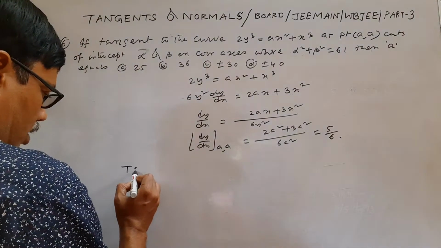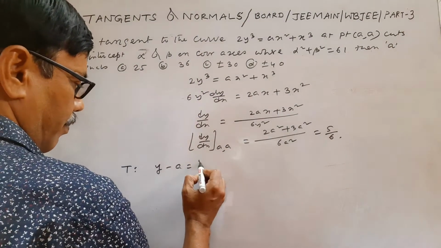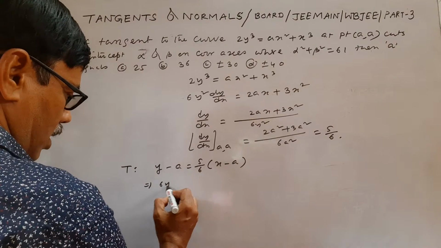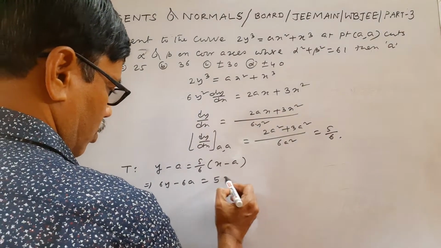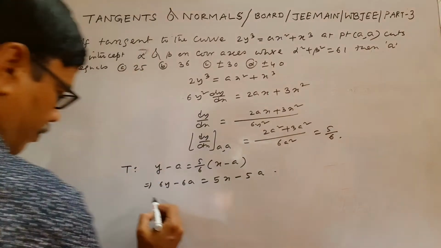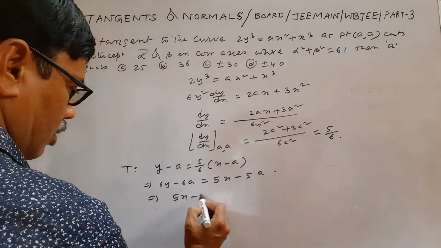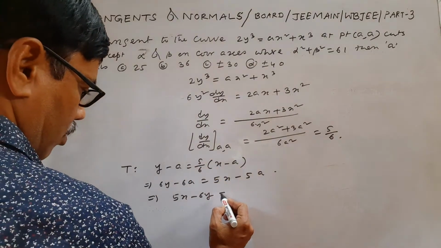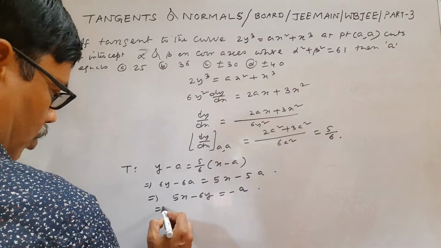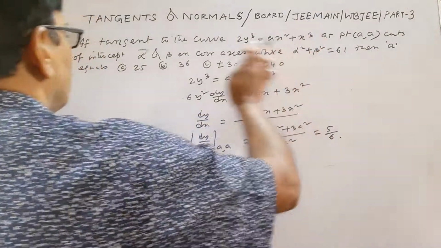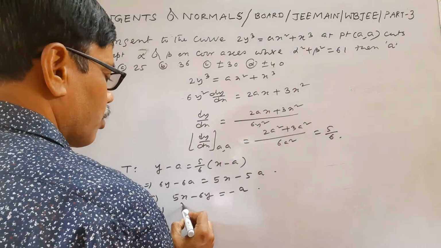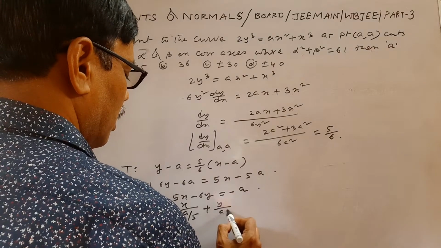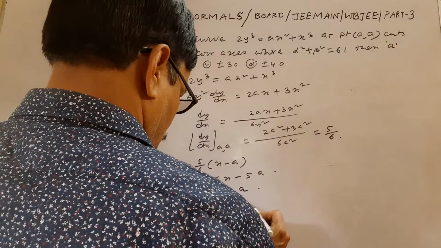So what is the tangent? y minus a equals 5 by 6 into x minus a. So 6y minus 6a equals 5x minus 5a. So 5x minus 6y equals minus a. We put it in intercept form because the intercepts are alpha and beta: x over (minus a by 5) plus y over (a by 6) equals 1.